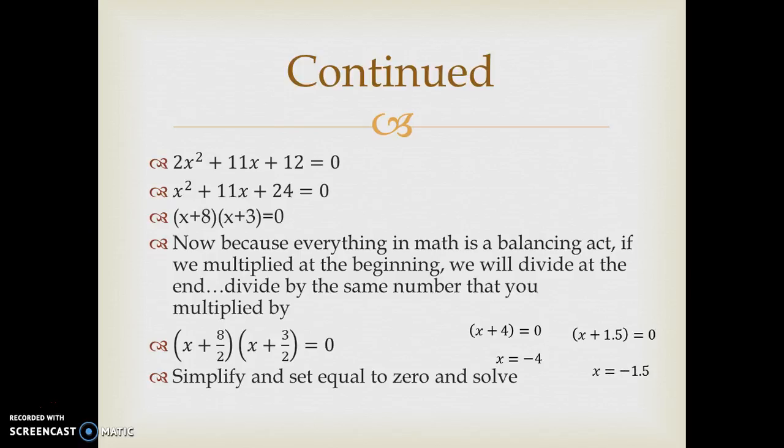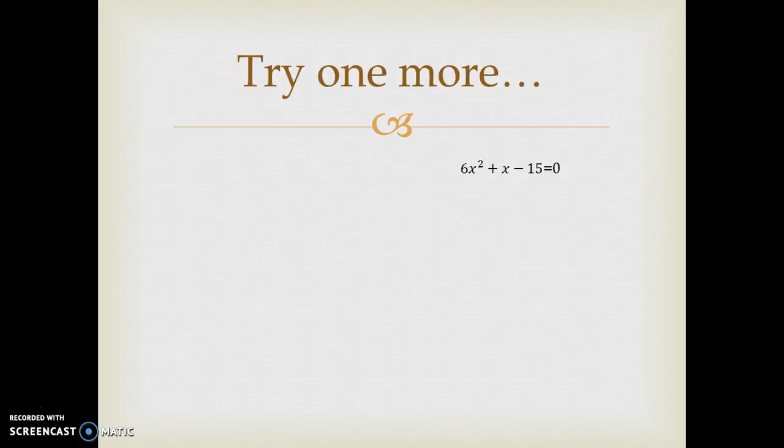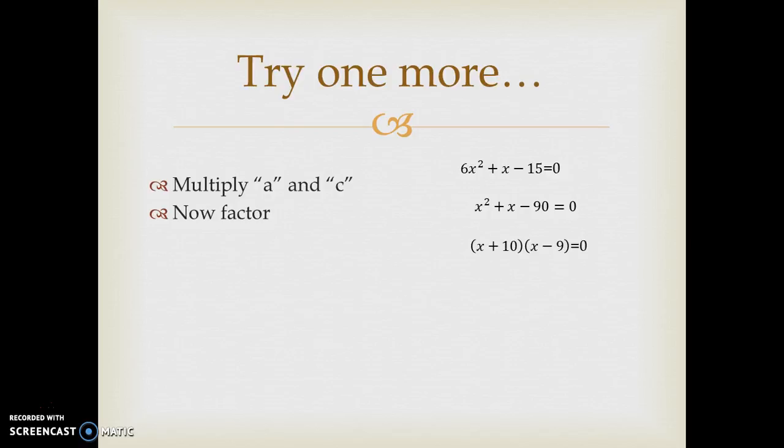Alright, we're going to try one more, and then that will be it. So here's one more with the a not being a 1. 6x squared plus x minus 15 equals 0. So I'm going to take the 6, multiply it by the 15. Multiply the number in the a spot times the number in the c spot. 6 times 15 gives me 90, so it's still minus 90. Now I'm going to factor. So I'm looking for two numbers that multiply to give me negative 90 and add to give me positive 1. Well, I know those two numbers are positive 10 and negative 9.